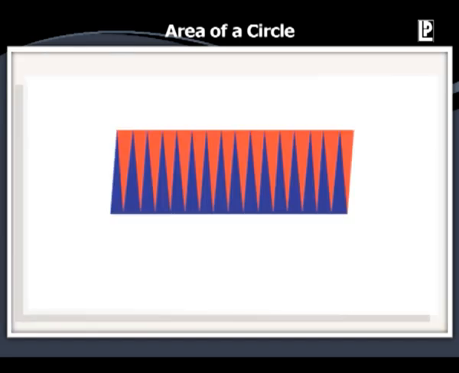Can you visualize what would happen if we kept going? If we continue to break the circle up into tinier and tinier pieces? Eventually, the bumps would become so small that we couldn't see them, and the top and the bottom of the shape would appear perfectly straight. This is what we would see, a perfect rectangle. Now, all we have to do is find its area using the formula area is equal to length times breadth.